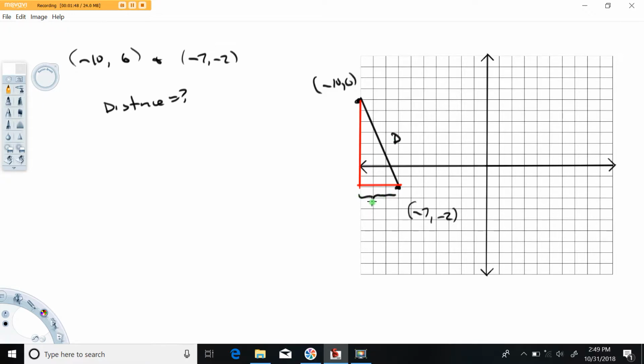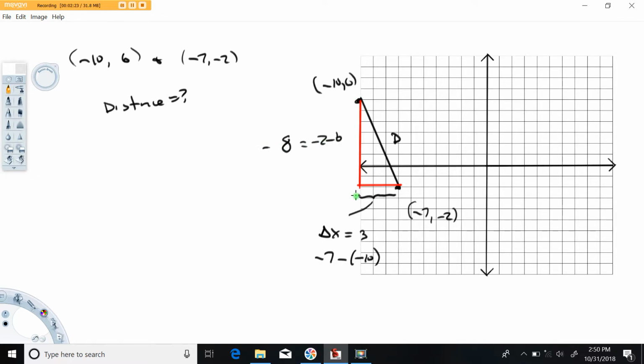This value here, that's a change in x. It's equal to 3. And you can get that by taking this x value minus this x value, negative 7 minus negative 10. This distance is equal to 8. Right, 6 from here to here and 2 more from here to here. You can get that by taking this y value minus this y value. Let's call this negative 8 because we went down 8.